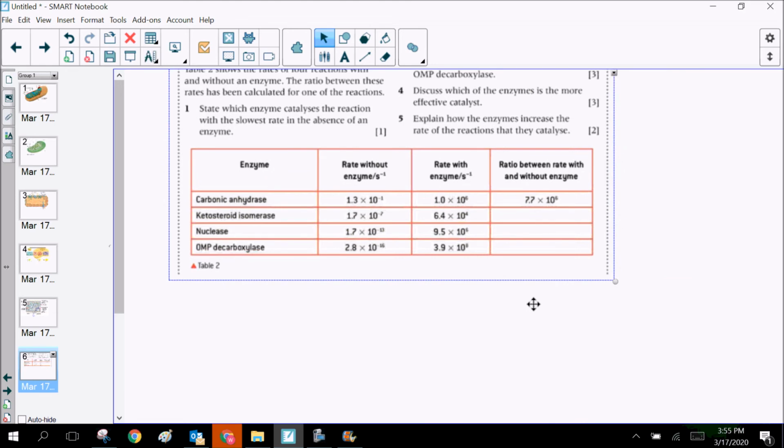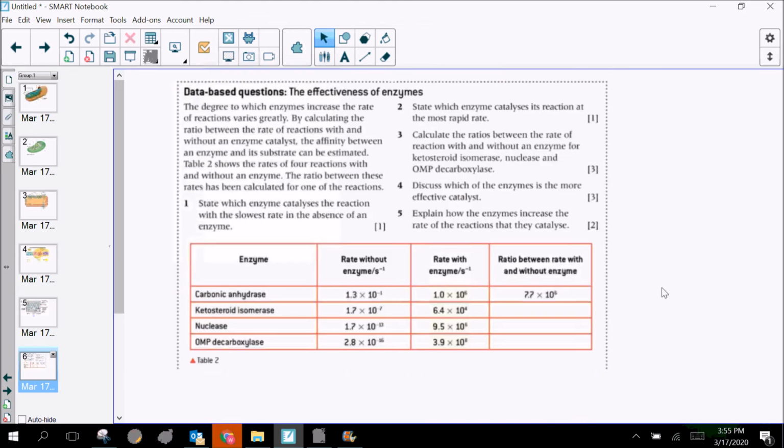The degree to which enzymes increase the rate of reactions varies greatly, but if we calculate the ratio between the rate of reactions with and without the catalyst, we can determine how effective that enzyme is. Basically, we look at how well it did with and how well it did without the enzyme. If the difference isn't a lot, then the enzyme is probably not all that necessary. If it's a huge difference, then wow, that's an important enzyme. So I'll show you how to do one, and then you guys can do the rest.